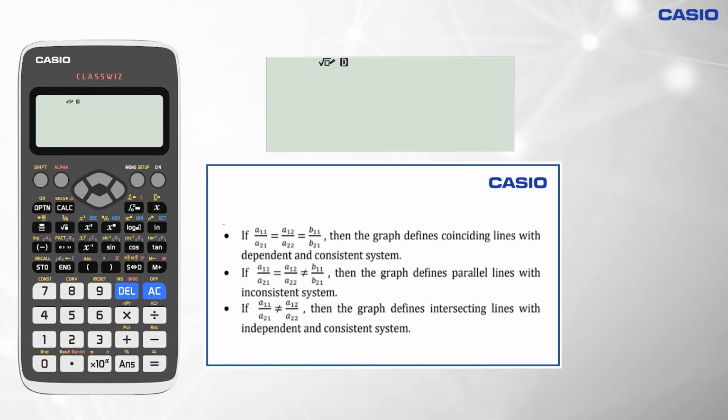If the ratios of the coefficient of x and the coefficient of y are equal, and the ratio of the constant terms is not equal to the other two ratios, then the graph defines parallel lines with an inconsistent system. And if the ratios of the coefficient of x and the coefficient of y are not equal to each other, then the graph defines intersecting lines with an independent and consistent system.